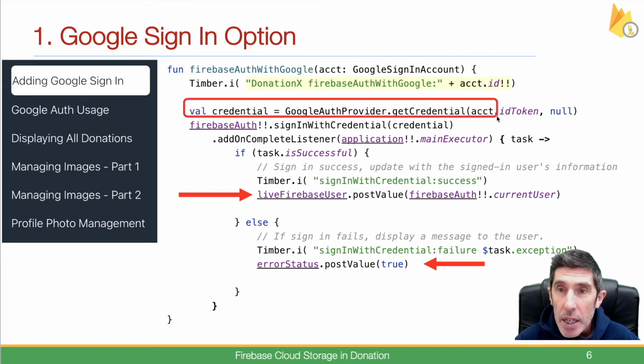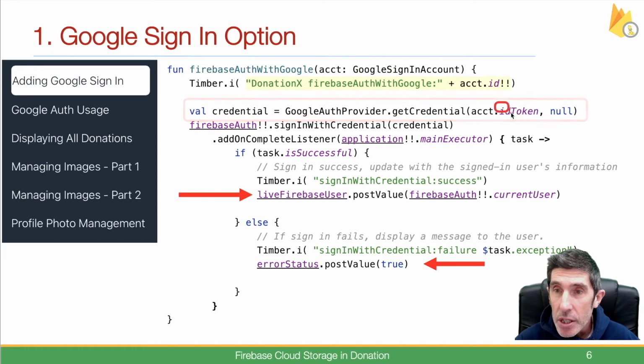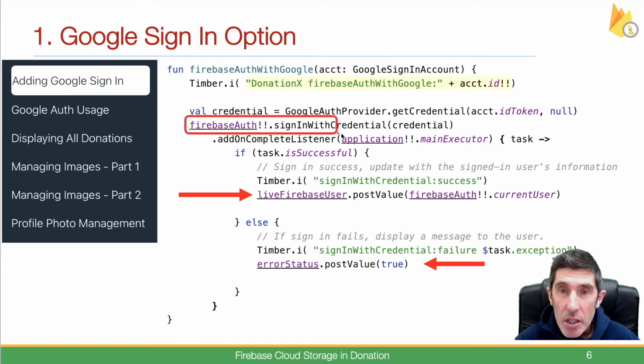Here we are getting the credentials based on the token from the Google sign-in account, and using our Firebase auth sign-in with credential, passing in that credential object. Okay, we have our add on complete listener. Now you could have an on failure if you wanted to, but this is what they supply in the docs, and it seems to work okay. So I'm happy enough to go with that.